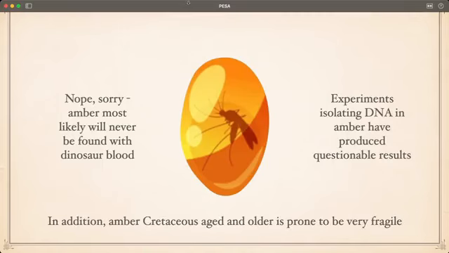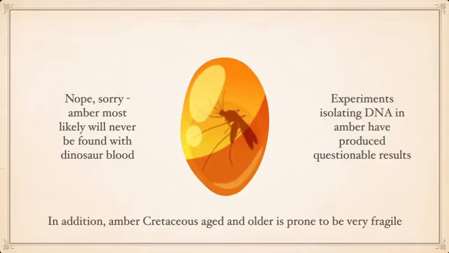Now, with the Cretaceous age and older amber being very fragile, it'd be very difficult, almost impossibly difficult, to get a specimen that would have any sort of what you would call a dinosaur's blood in it. It's just not something that's really on the cards for us.